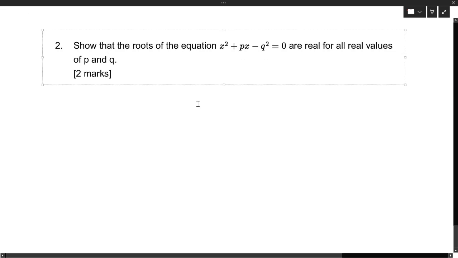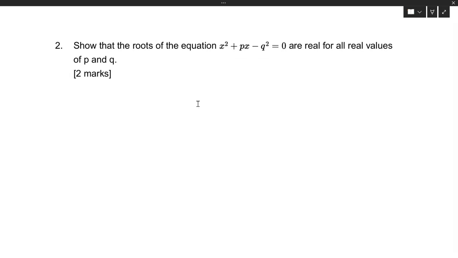Show that the roots of the equation x square plus px minus q square is equal to 0 are real for all real values of p and q. This is also a standardized form of writing an equation. They are saying real for all real values. So there are two types of real: real and distinct, which is greater than, and what was the second one, which was equal to?